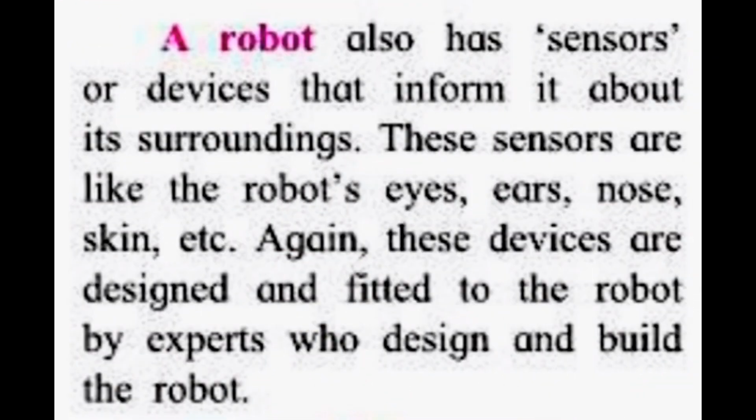A robot also has sensors or devices that inform it about its surrounding. These sensors are like the robot's eyes, ears, nose, skin, etc. Again, these devices are designed and fitted to the robot by experts who design and build the robot.